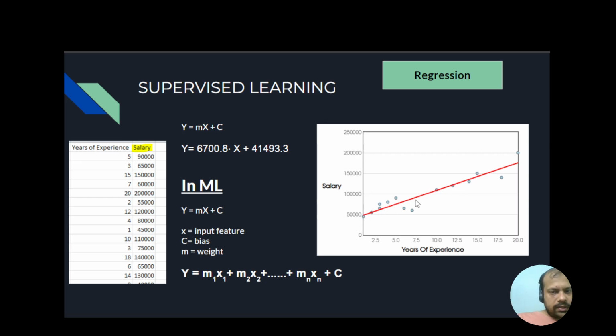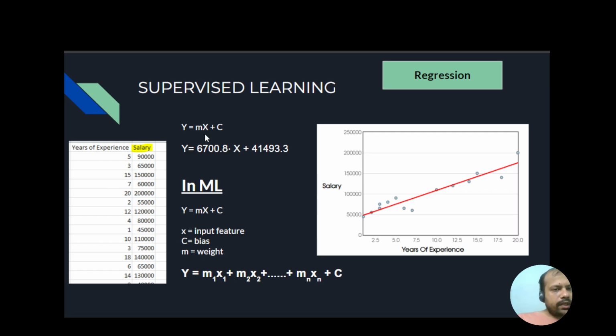How this line will behave is y is equal to mx plus c. So this is the normal straight line, right? In linear algebra, this is the normal straight line equation. So y is equal to mx plus c, where c is your intercept, m is the slope of the line, x is the independent value. Combining all these, you will get the value of y, right? Now y we have, that is the salary component. x we have, that is years of experience. So we need to find out the value of m and c.